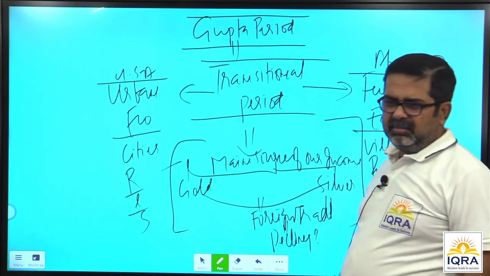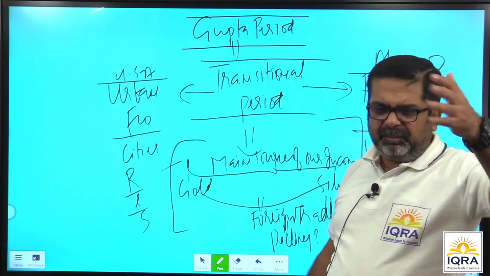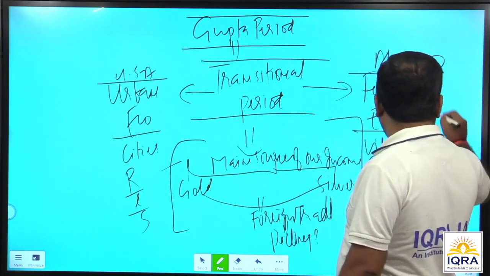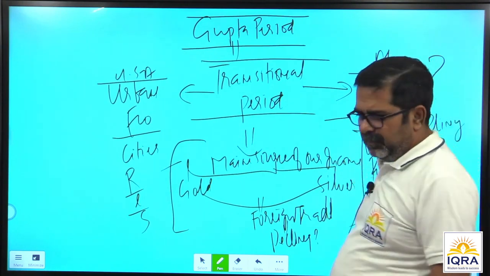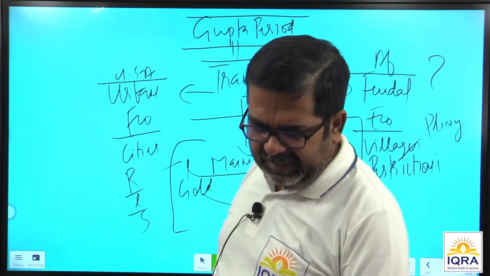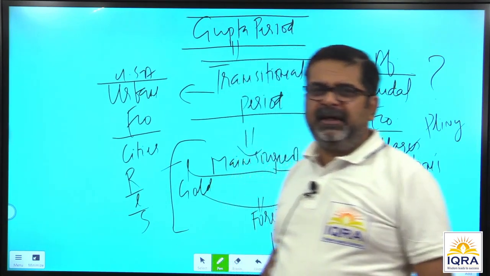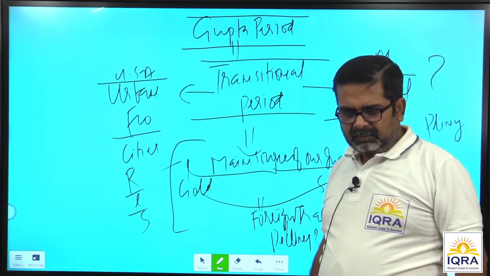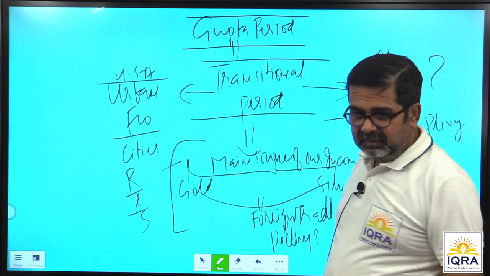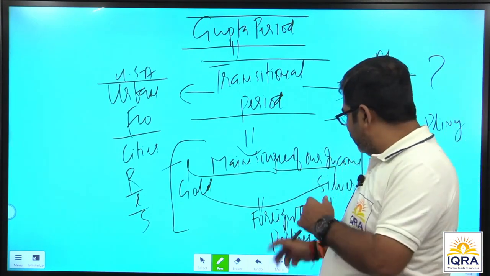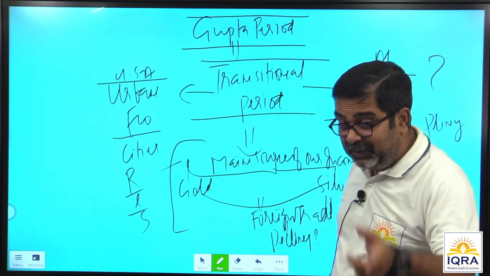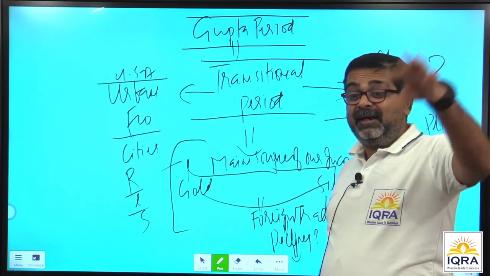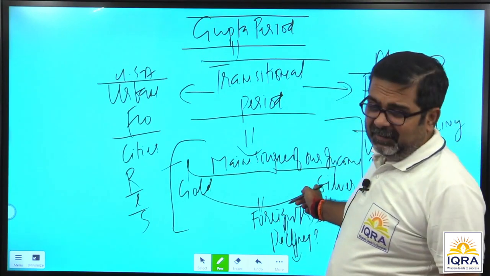The drain of gold was taking place in such a big quantity. Pliny, the Roman historian, is crying. Pliny is saying that the entire gold of Rome is being drained towards India. So restriction on Indian trade. Decline in foreign trade led to the decline in the coming of gold and silver.